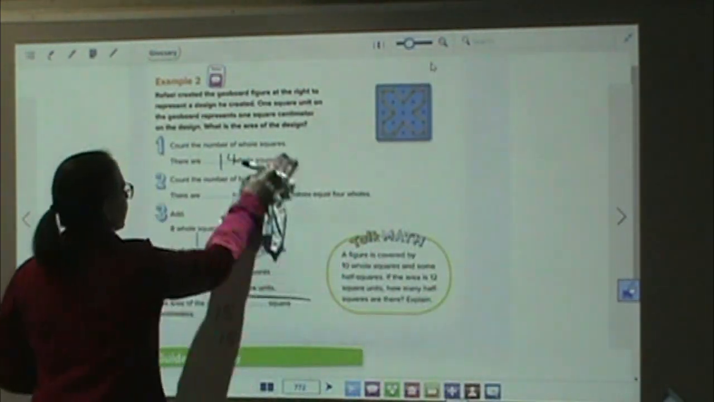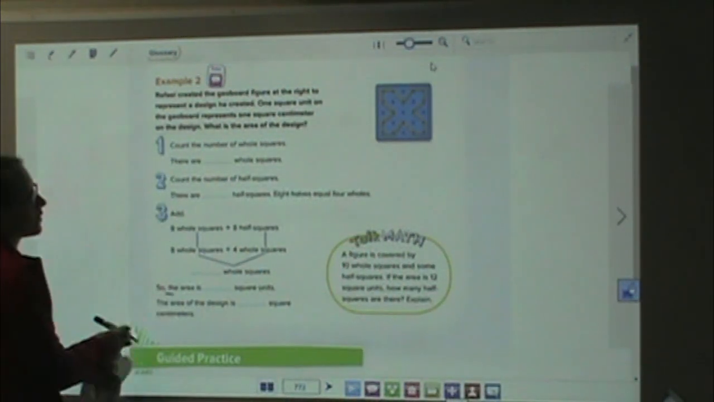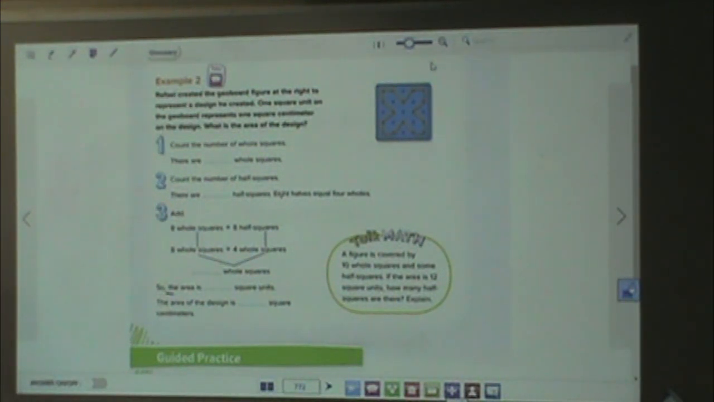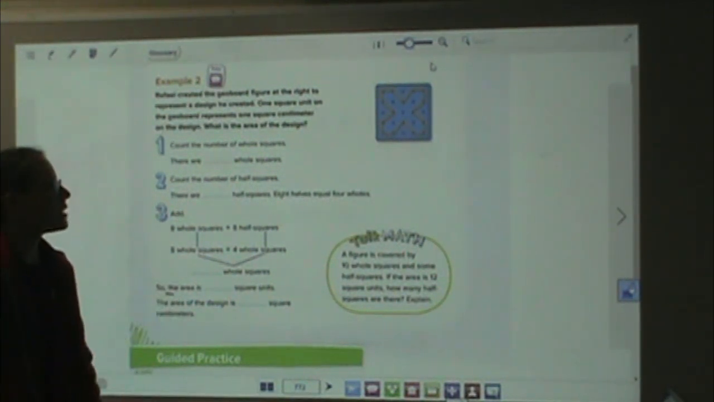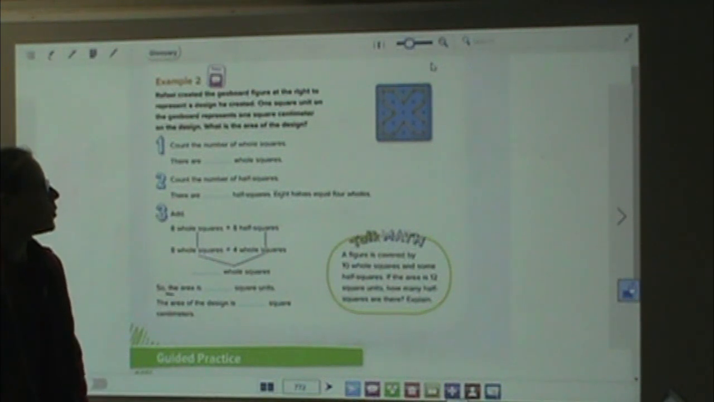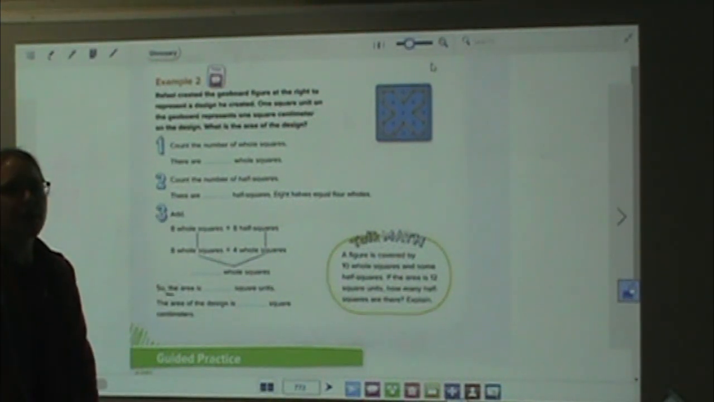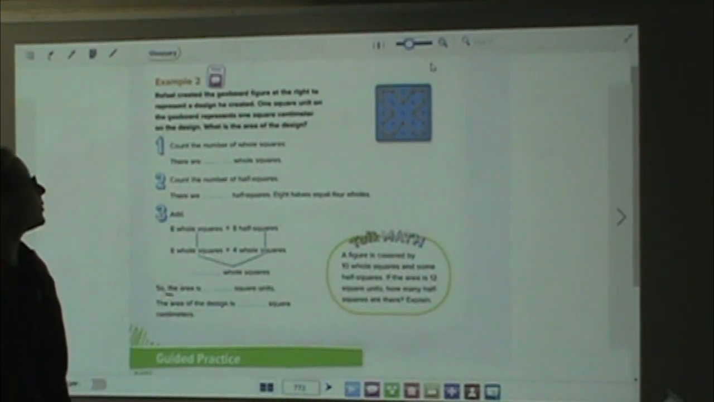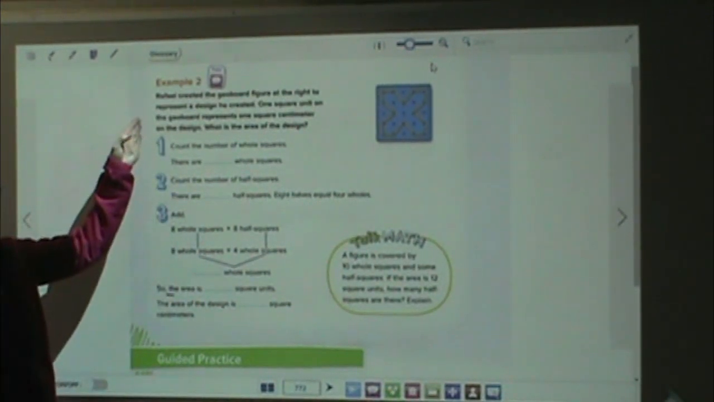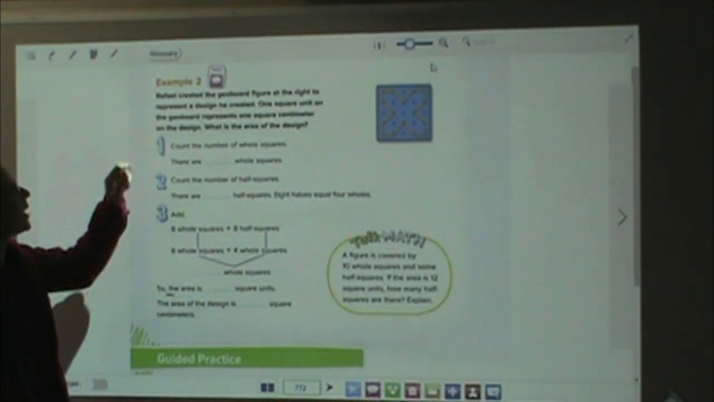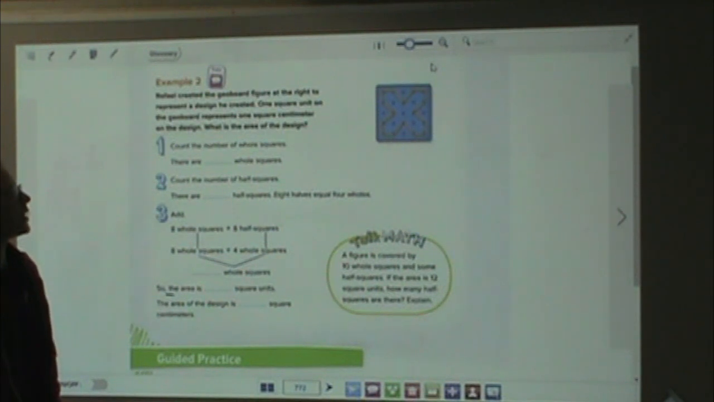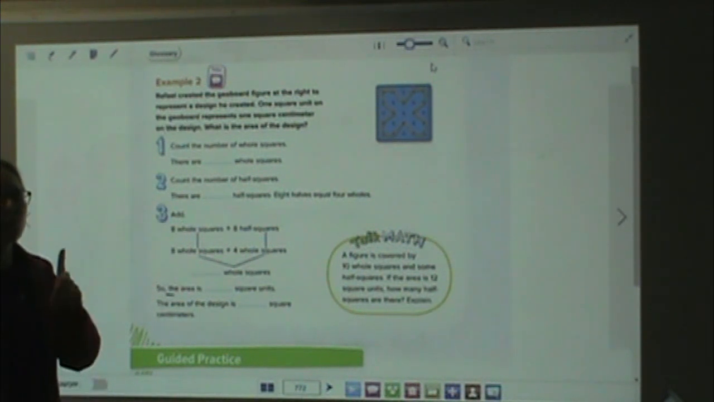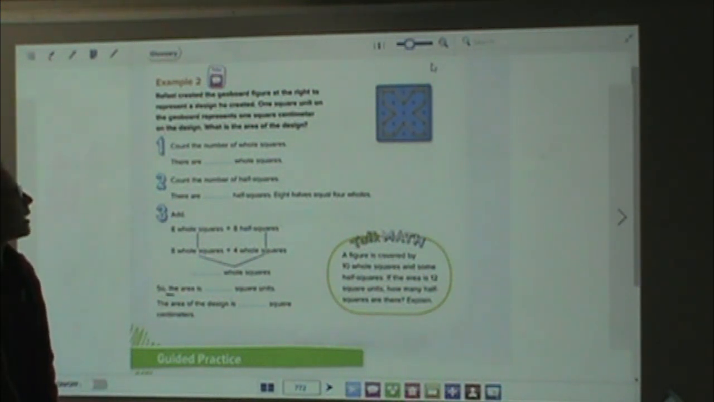Now you will notice that the figures aren't as easy to see because they're on a little geoboard with rubber bands. So on this figure, we're going to go ahead and trace the wholes and the halves just so we can see it better when we get there. But listen as I read the question, or go ahead and read along with me. Raphael created the geoboard figure at the right to represent the design he created. 1 square unit on the geoboard represents 1 square centimeter. On the design, what is the area of the design?